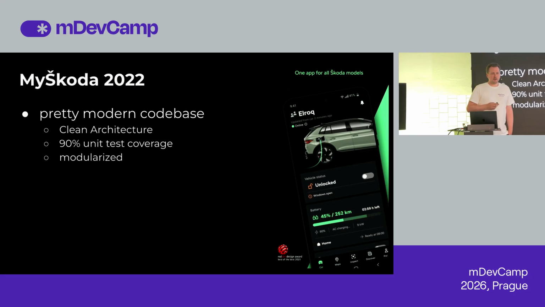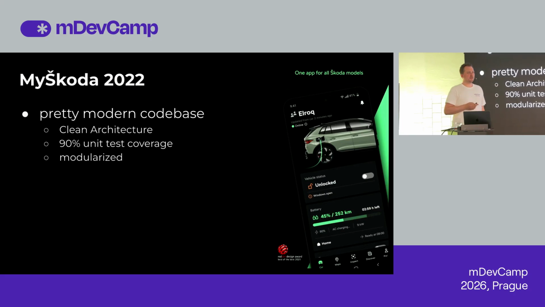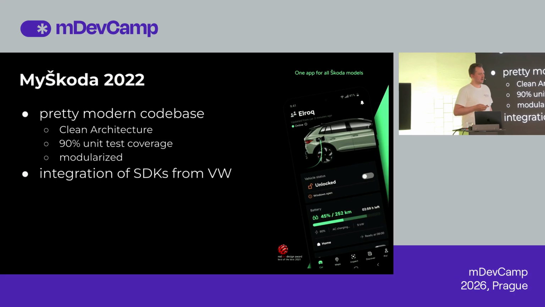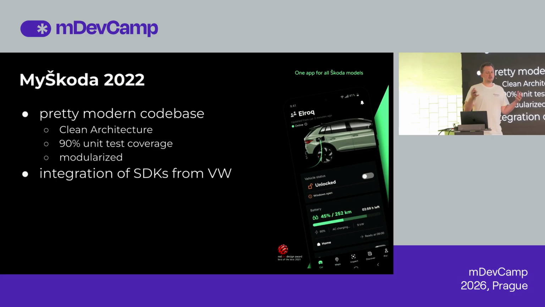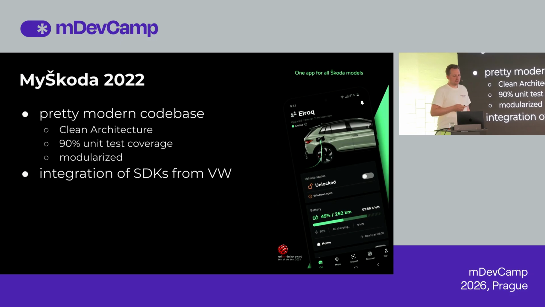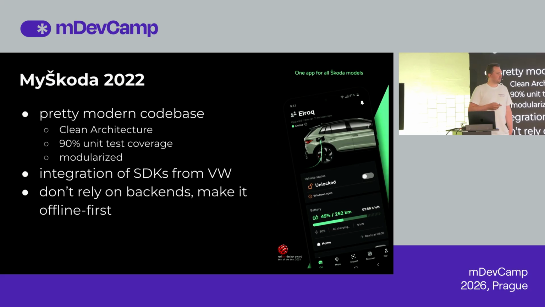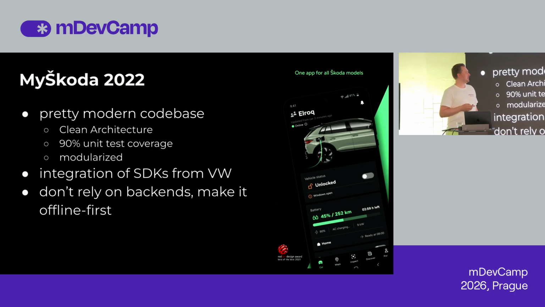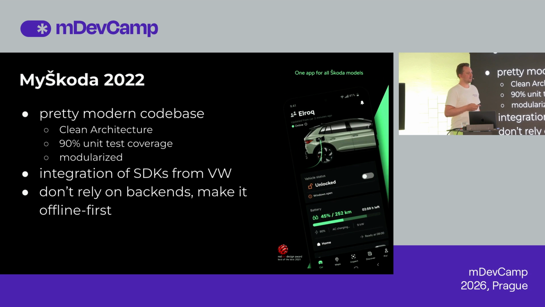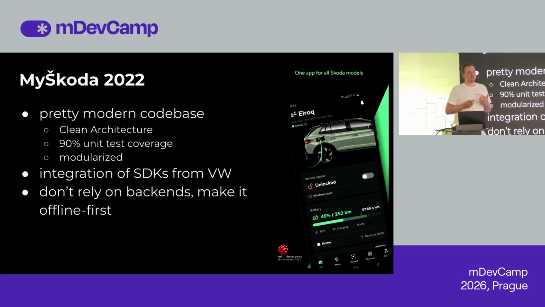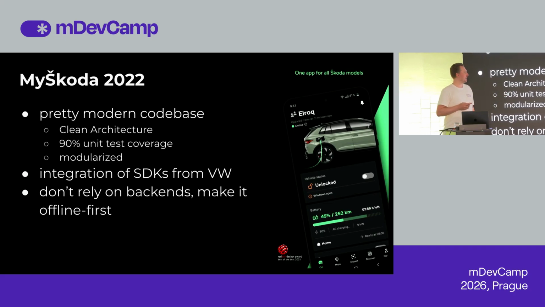So that was good, but we had some other challenges which required a lot of refactoring, mainly because Škoda and Volkswagen have some SDKs which we need to integrate into the app and into the architecture, so it works nicely together. And at the beginning we thought that we could rely on the backends in my Škoda, but the backends were not very reliable. Even with all this nice architecture, if your backends are slow and not reliable, users will still complain on the Play Store that the app sucks.